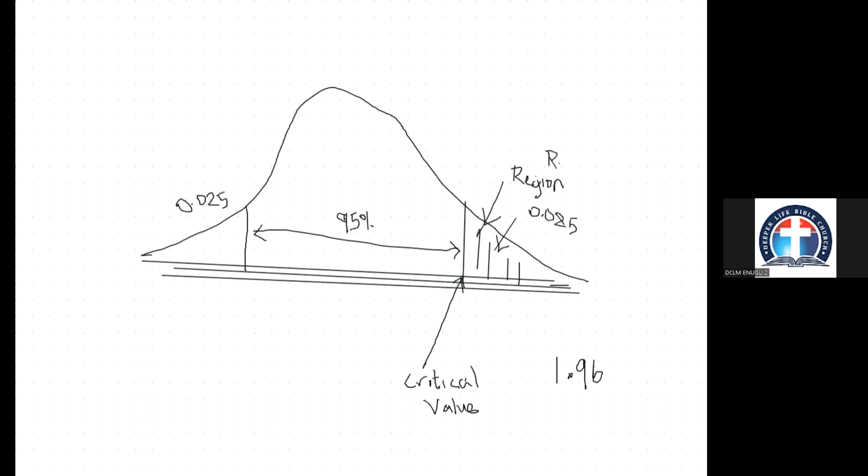When we perform our statistics, if the value of our test statistic falls inside this particular area, are you getting it? We are going to retain our H0. But if the value of our test statistic falls within this particular rejection zone, we are going to reject our H0, which is the null hypothesis.